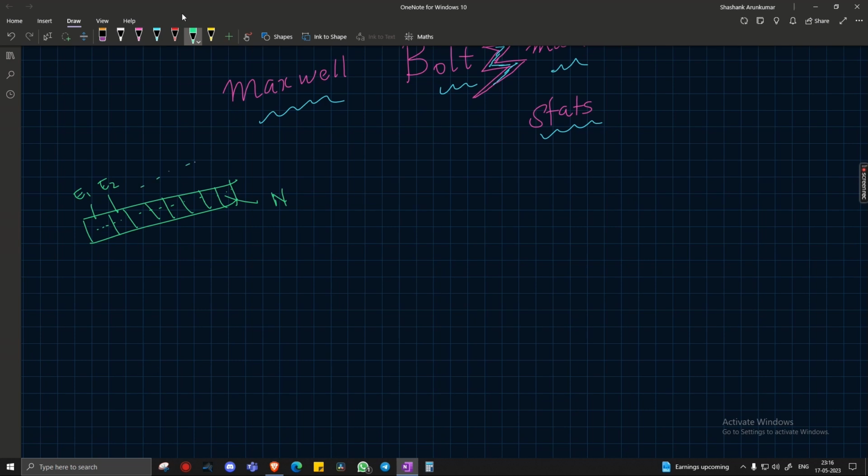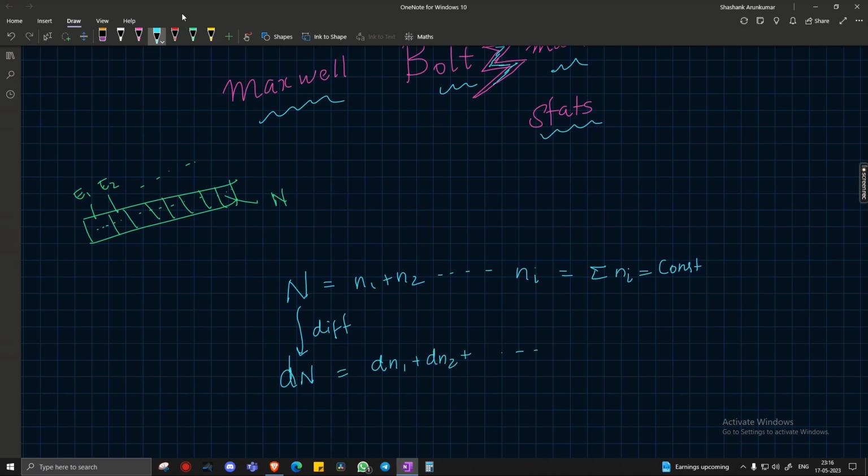So let's start. Let the system have capital N number of particles, where N equals N1 plus N2 plus N3 up to Ni, which is sigma Ni, and this is equal to a constant. Now, because we want a distribution, we will talk about changes happening in the system. So the next step would be to differentiate this. So dN, which would be equal to dN1 plus dN2 up till dNi, will be equal to sigma dNi, which is equal to 0, because the differential of a constant is 0. This is equation number 1.